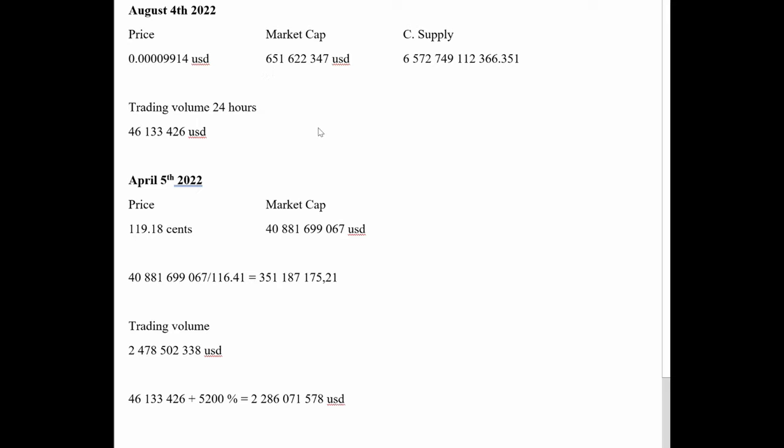Okay, so now we need to figure out the market cap for this. The market cap on April 5th, 2022 was 40,881,000,000. Let's just round it like that. Here we see it. And our market cap on August 4th was 651 million. So for 651 million to get to almost 41 billion, 651,622,347, we actually need to increase today's market cap by 6,100%. Plus 6,100%. So what do we get then?